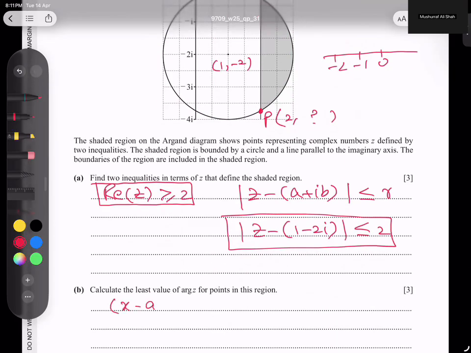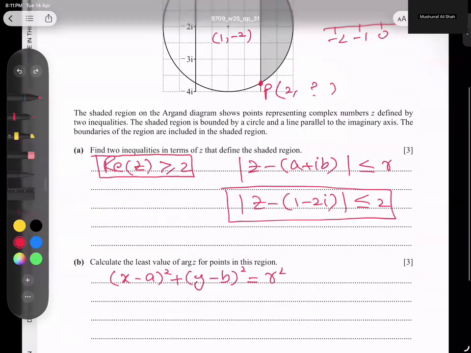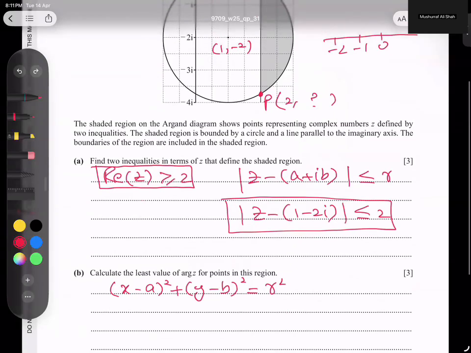(x − a) whole square plus (y − b) whole square equals r square. This is the complex format, the equation of a circle for complex numbers, but this equation of a circle is not in complex numbers but in the simple Cartesian form. So what is the center of the circle? a comes from here, 1, and b comes from here, −2. So I'm now writing (x − 1) whole square, and y, negative into negative gives positive, so (y + 2) whole square. I believe you people are understanding well. And the radius is 2.